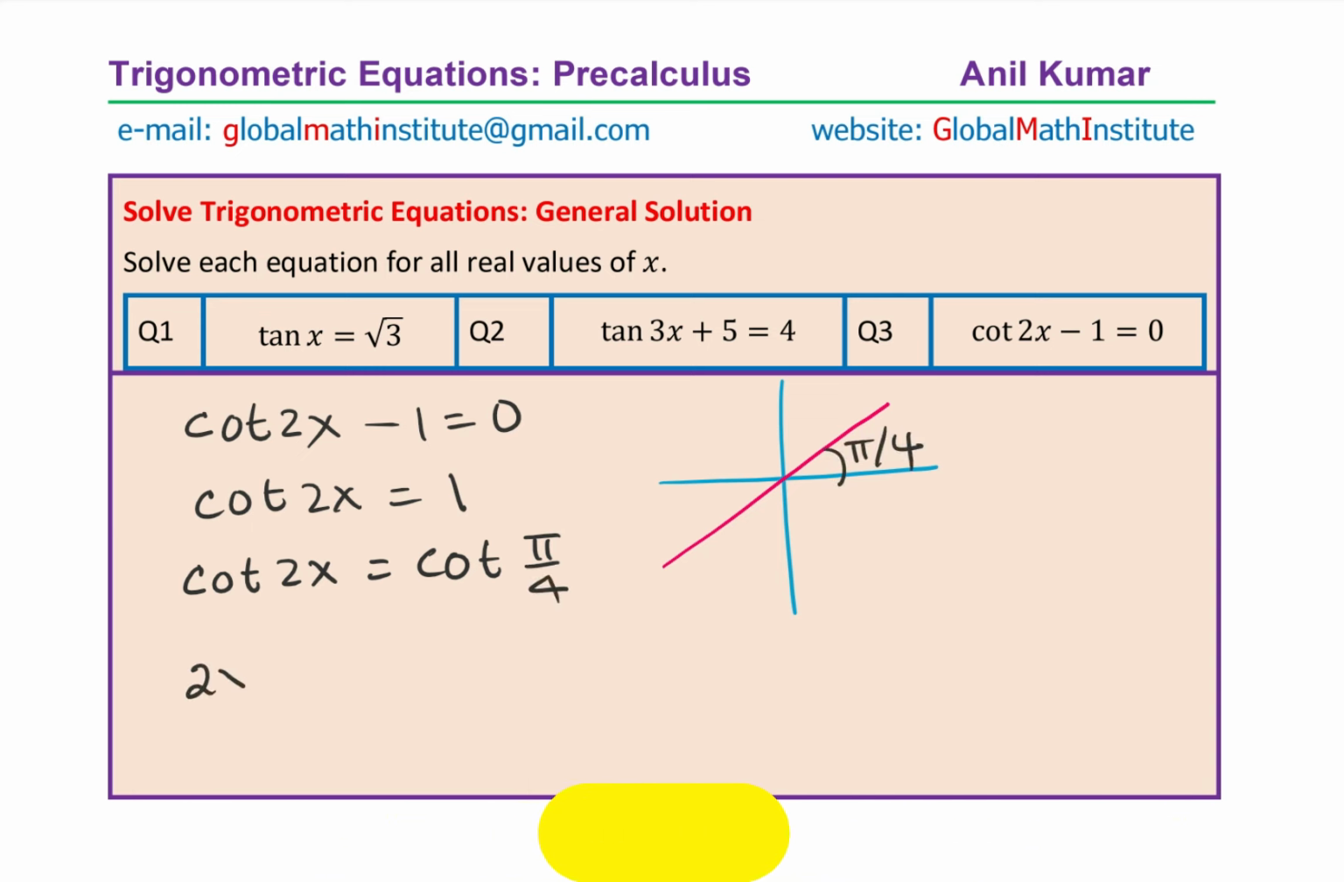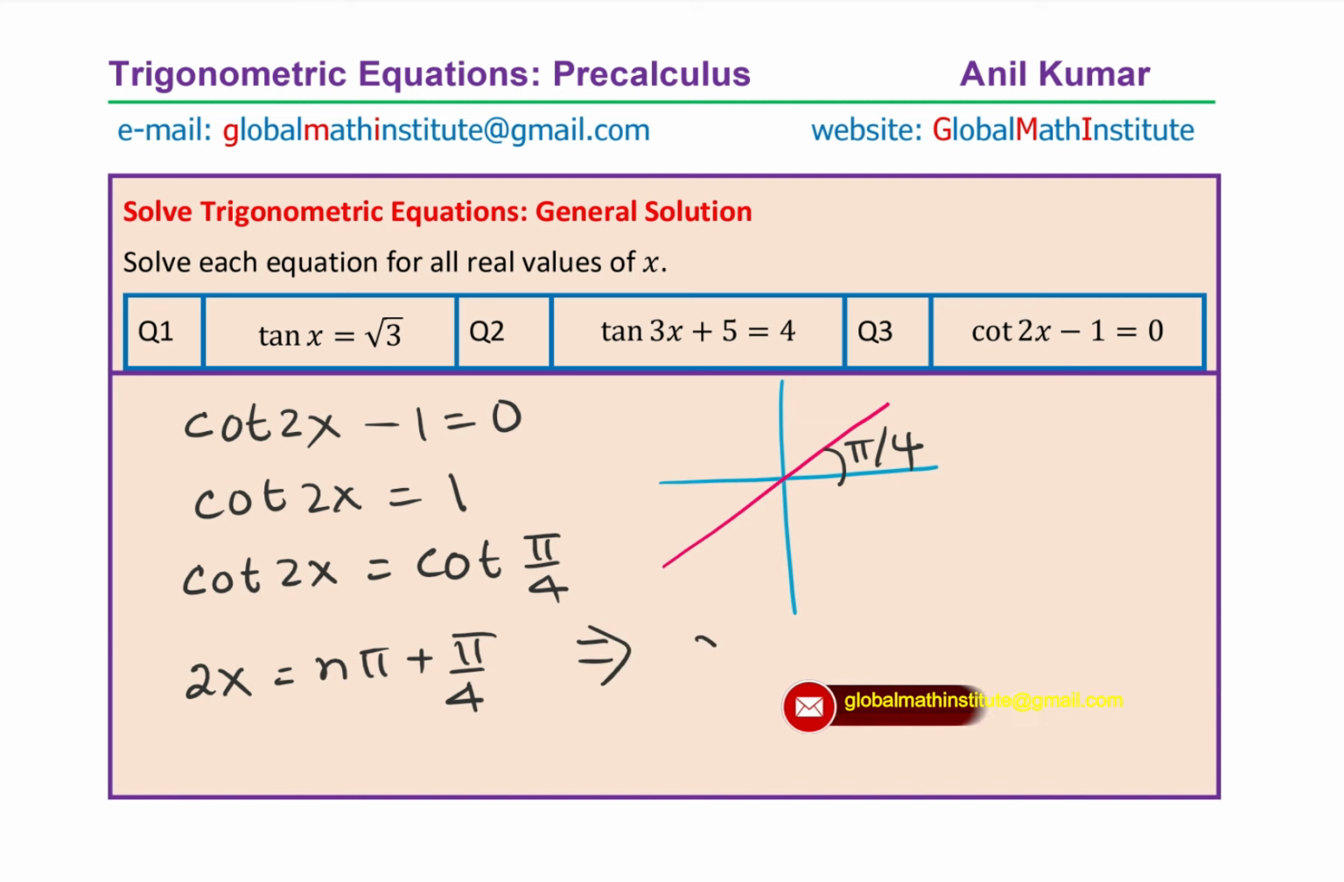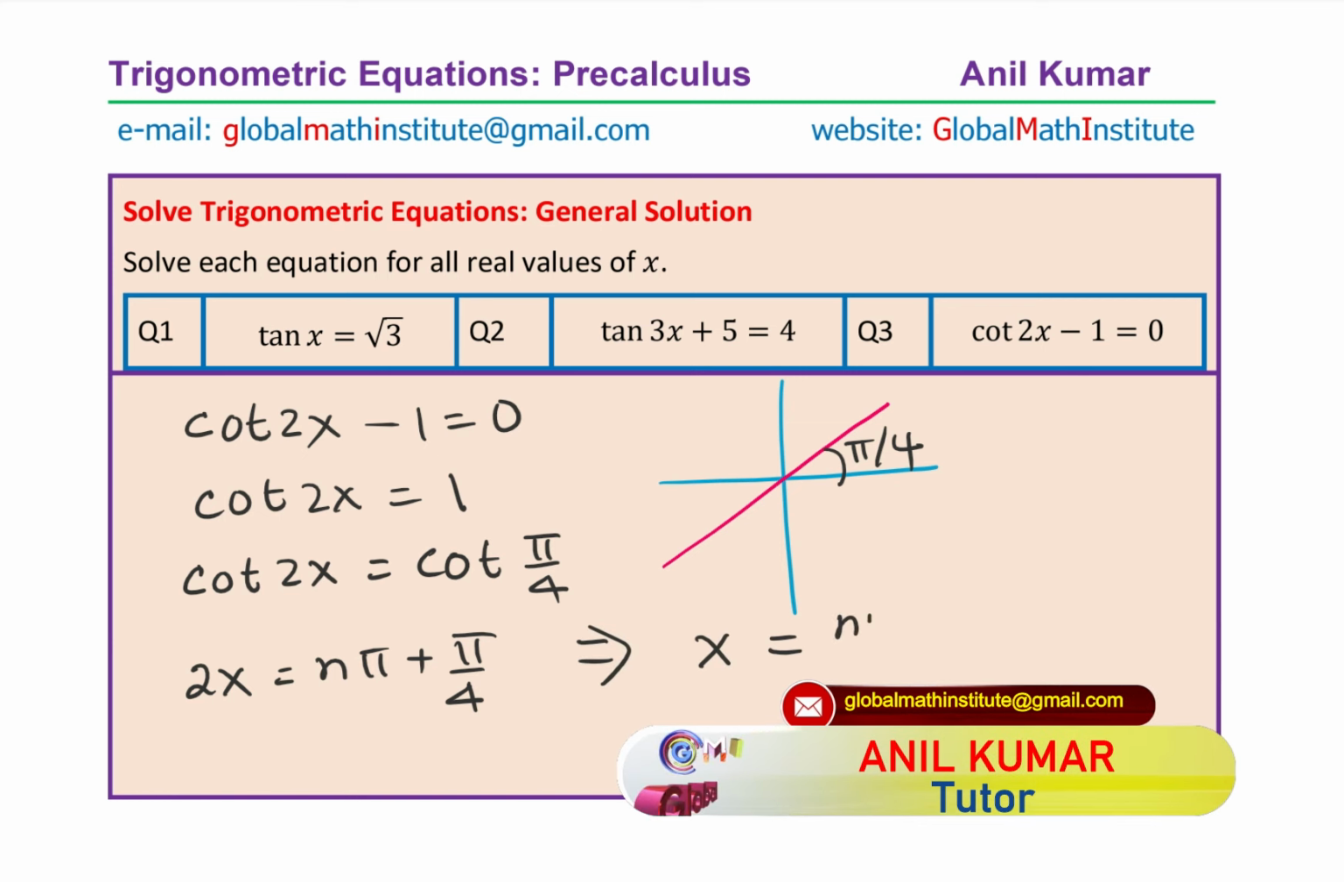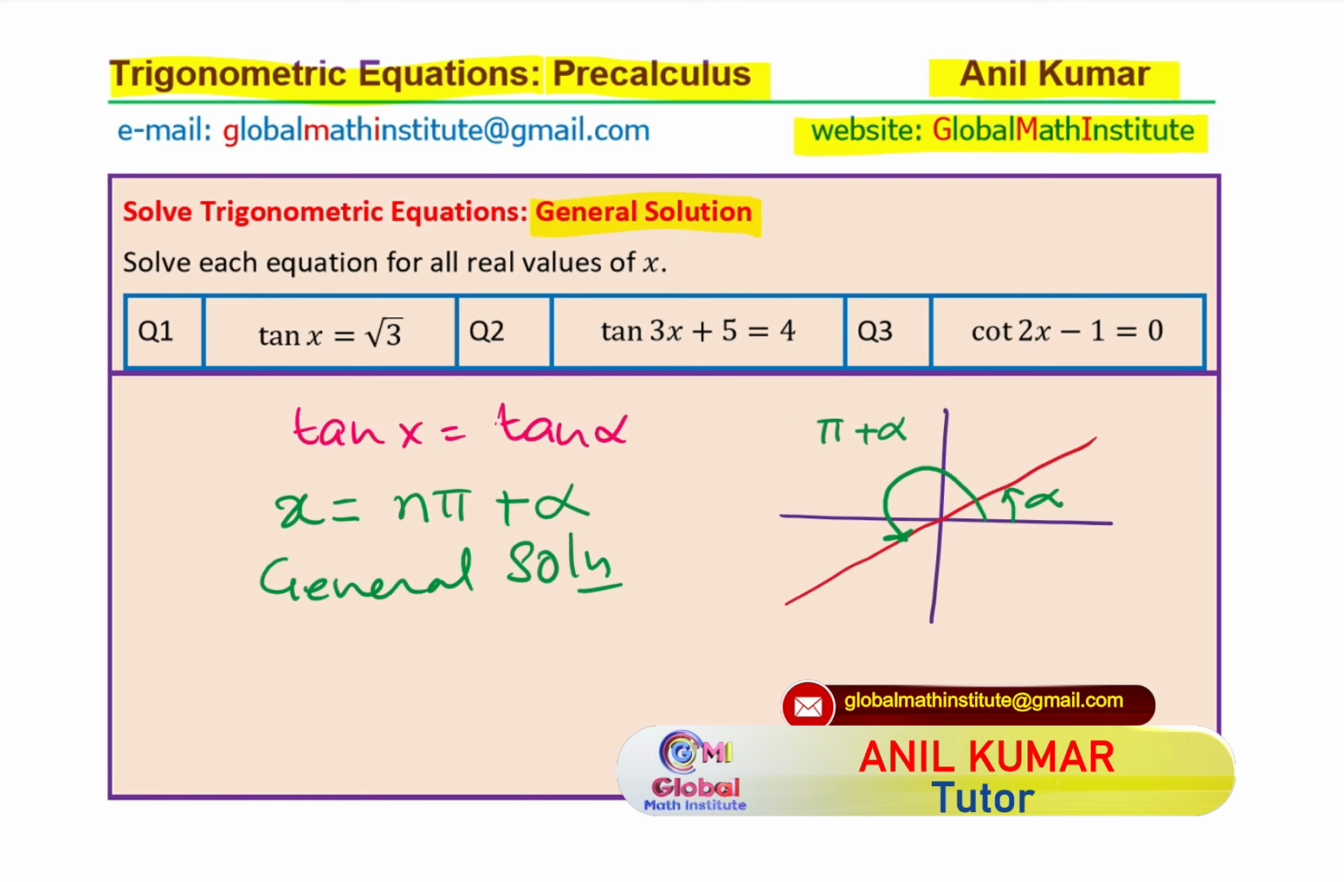The general solution will be 2x equals n pi plus pi by 4. And that gives you x equals n pi by 2 plus pi by 8, right? Where n, of course, belongs to the set of integers. Do you see how simple it is? That is how you're going to solve these equations based on tangent.